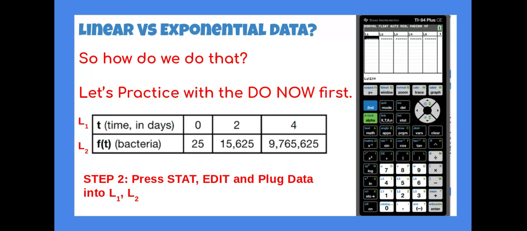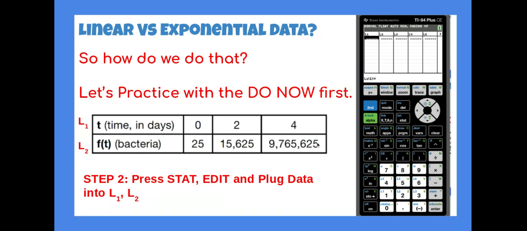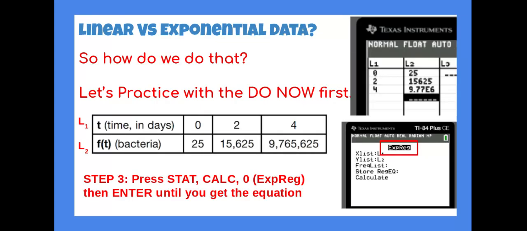Now what you're going to do is put the data into list 1 and list 2. You do that by pressing stat and edit, and you put this into list 1 and this list into list 2. Pause the video to do that. Again, if you're not going to follow along, you're never going to get this information. So you need to do this stuff in your calculator in order to be successful at today's lesson. This is what your screen should look like after you've plugged it into list 1 and list 2.